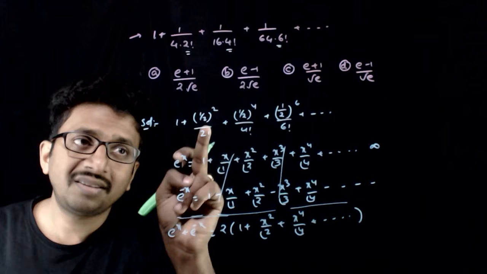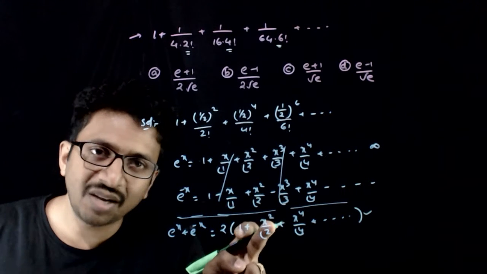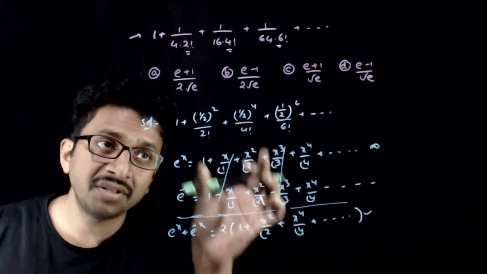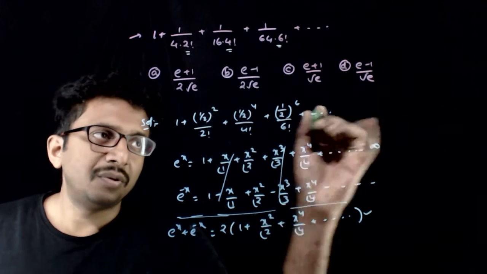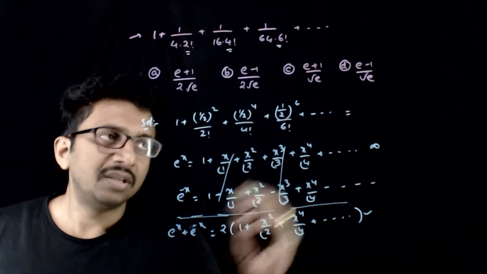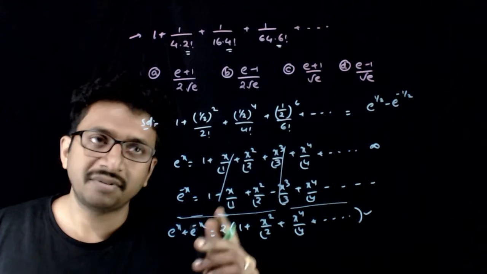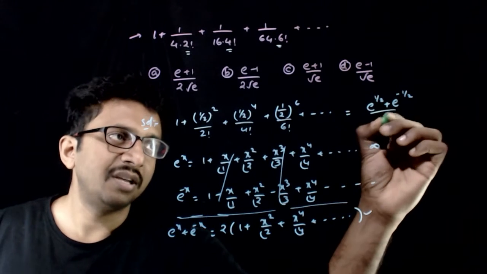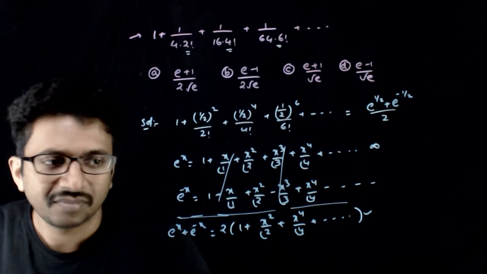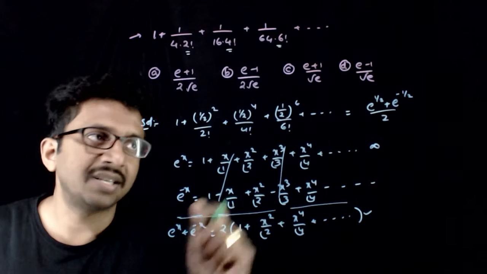So do you see that the thing that is asked of you is of this form? You just need to put x is equal to half. If you put x is equal to half in this, you get the expansion which is asked. So this will be equal to e power half plus e power minus half by 2, right? So you just need to put x is equal to half. You get e power half plus e power minus half by 2.